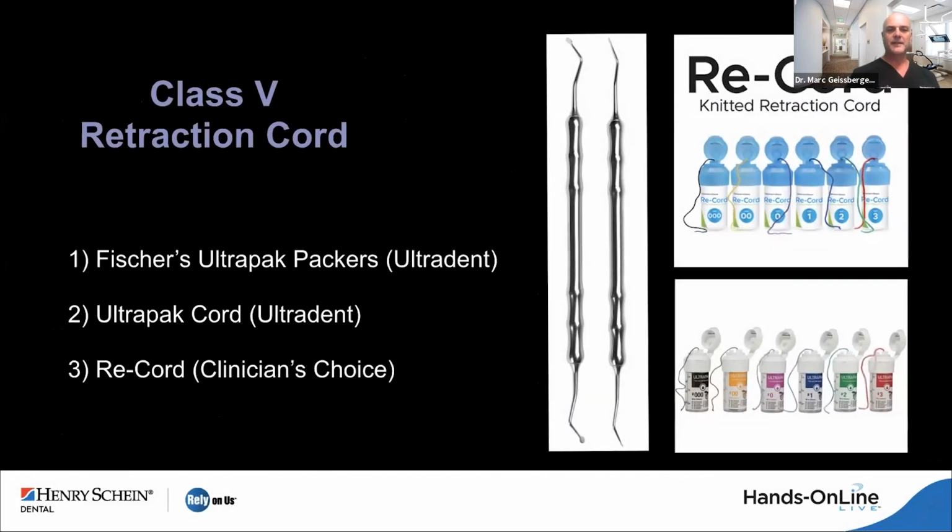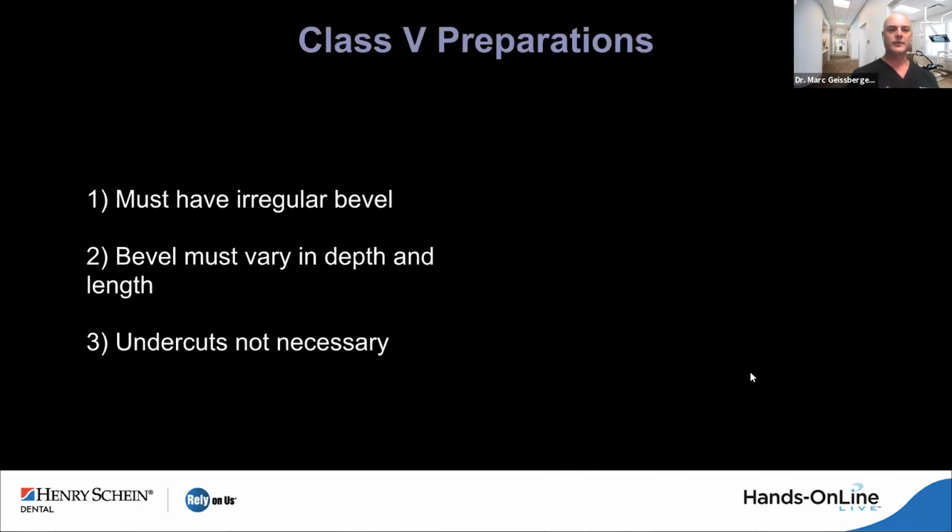Well, with the class 5 retraction cord, I use one of two products, either Clinician's Choice Record or Ultradent Ultrapack cord. These are both knitted cords rather than a braided cord, which tends to unravel. And I'll use the Fisher's Ultrapack packer from Ultradent to place those cords. And I'll place the cord prior to preparation. And that's very effective in doing that.